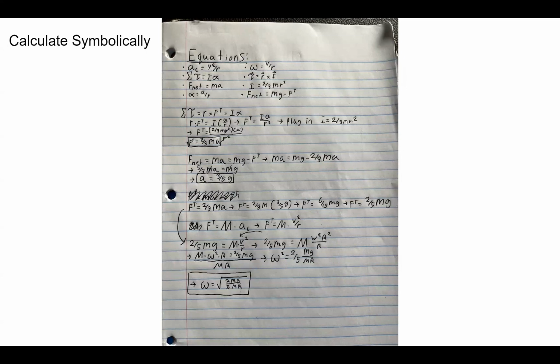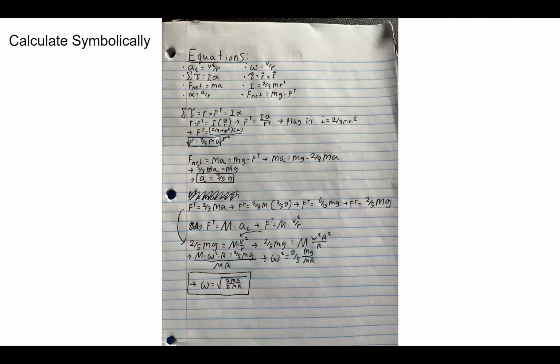And we know centripetal acceleration is v squared over r, so we end up getting force of tension is equal to the mass of the block times v squared over r. And then we can set the forces of tension equal to each other, and we get 2/5 mg is equal to m times v squared over r.